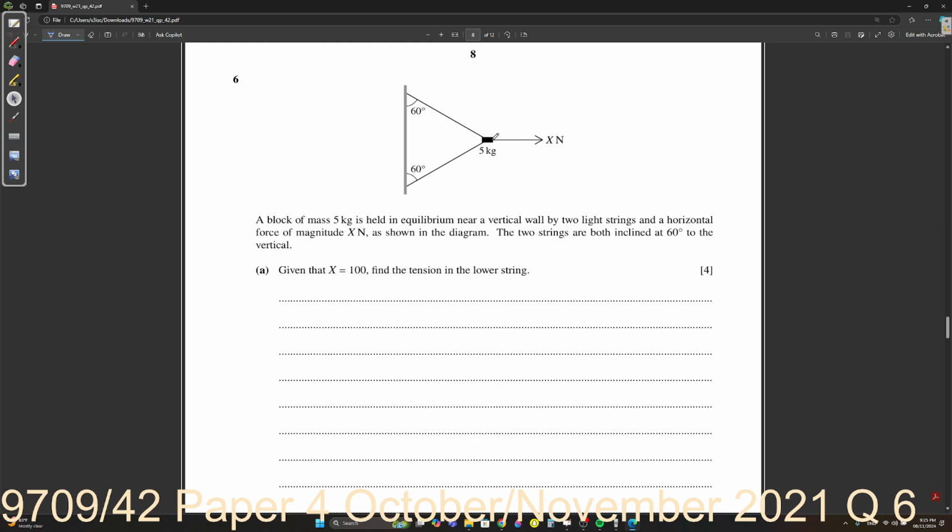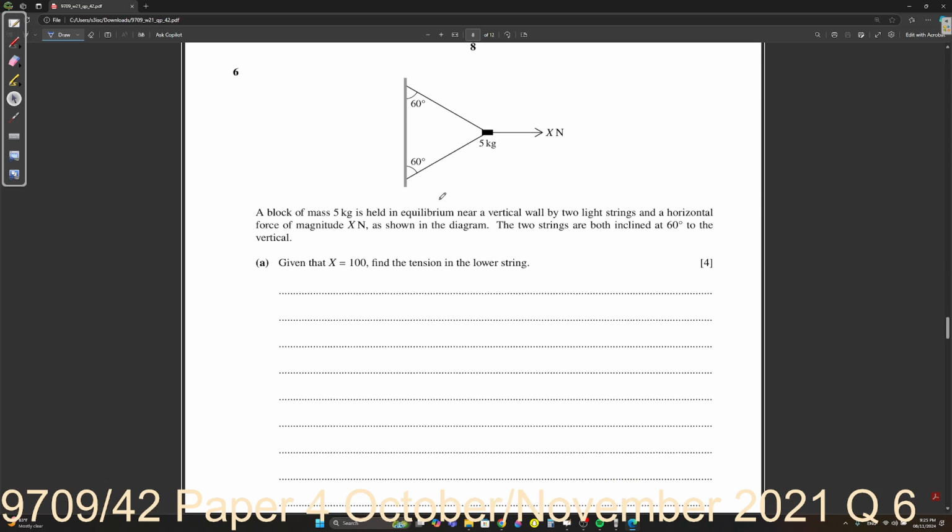So we have this box. It's being attached to two strings, so two tension forces acting to the left, and it's being pulled by a force X, which puts it into equilibrium. Just so you can understand, we increase the value of X so that we could put it in equilibrium. And it's being resisted by two forces, right? So we want to find the tension in the lower string.